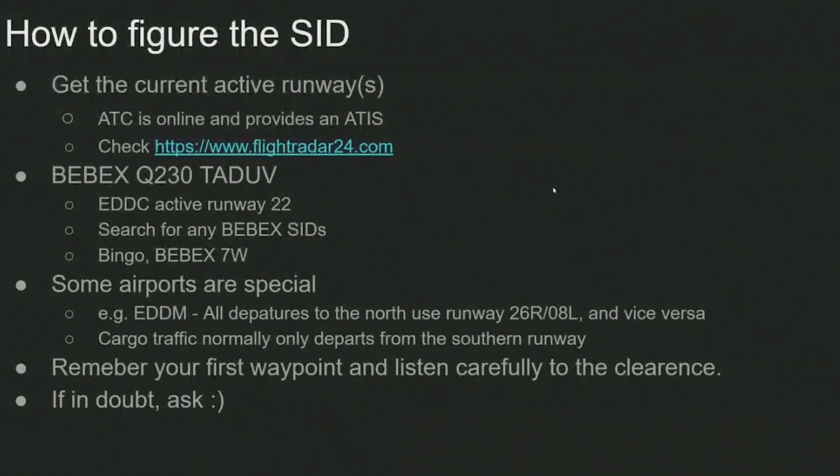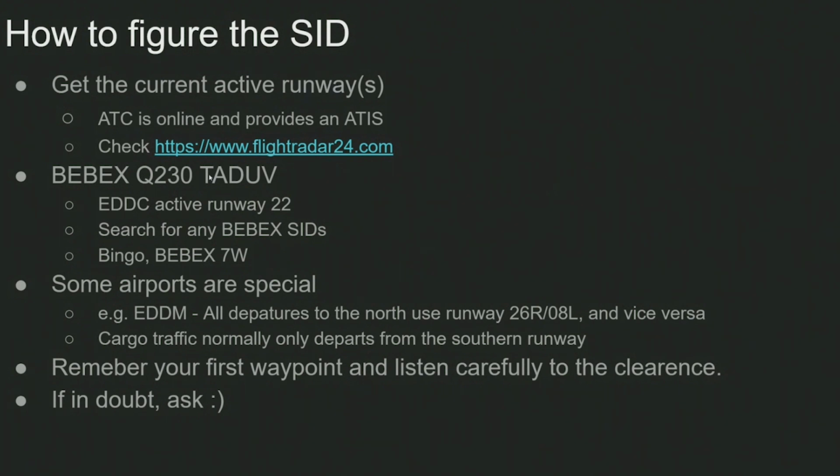Okay, so let's continue. How do you figure out the SID? So once again, this is a topic that's super dependent on the airport, on the country, but let's try to figure out a kind of rule of thumb. So the first thing, of course, you have to know which runway is active. As we already discussed, if ATC is online, they normally have an ATIS where they have an active runway provided. If it's uncontrolled, you can check Flightradar. So once you know that, you have a look at your flight plan.